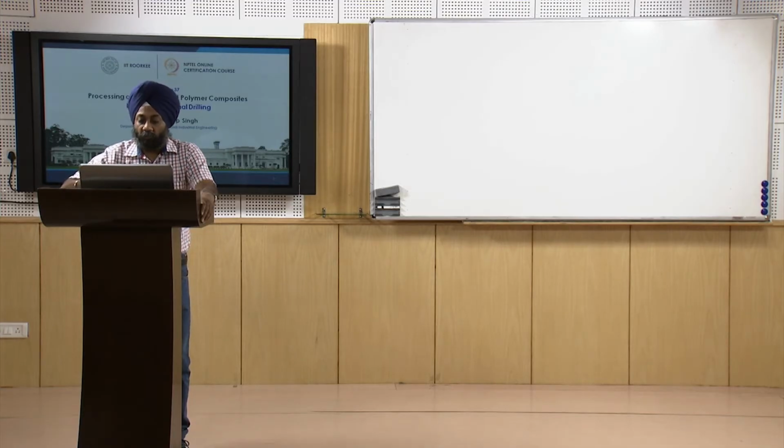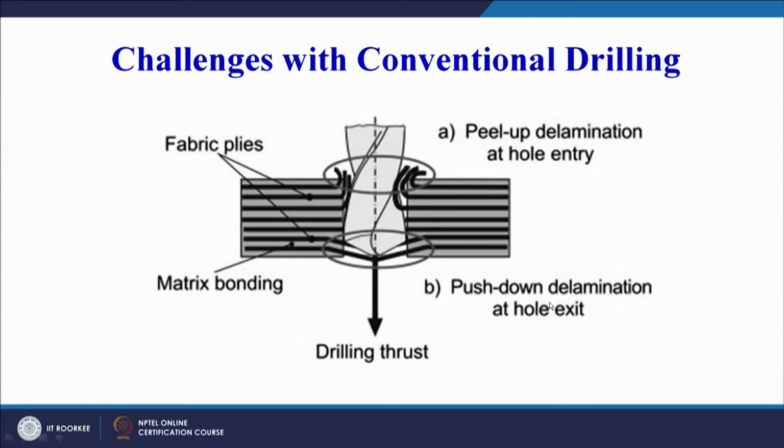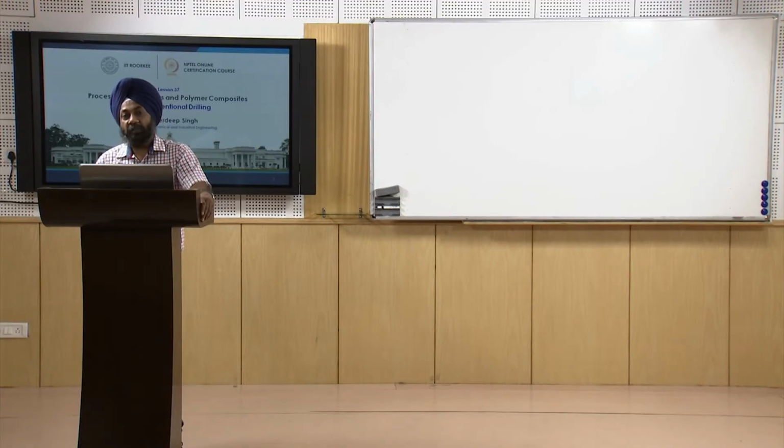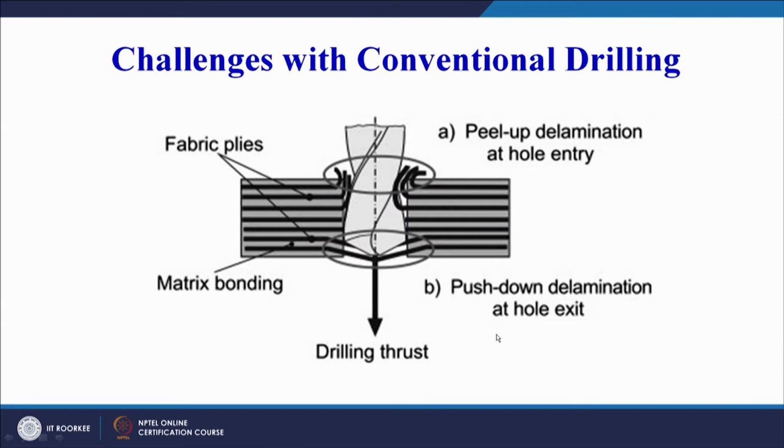So this is one form of damage we can see here on your screen. This is the push down type of delamination. This is because of the thrust force generated during the contact of the drill with the laminate. Then there is peel up delamination. These fibers represent the peel up delamination. This is the push down type of delamination towards the exit of the drill. Then there is matrix debonding also. Sometimes the matrix may fail. So major damage forms are the peel up delamination at entry and the push down delamination at hole exit.